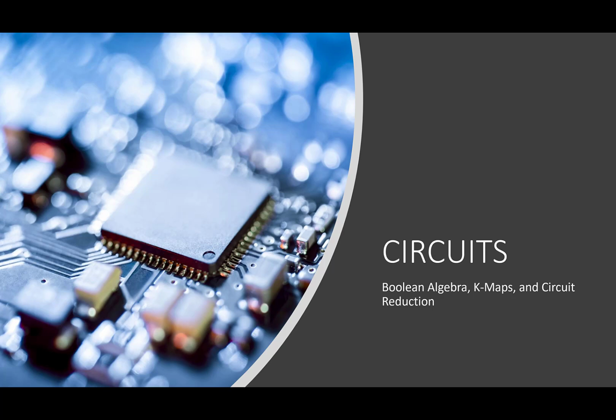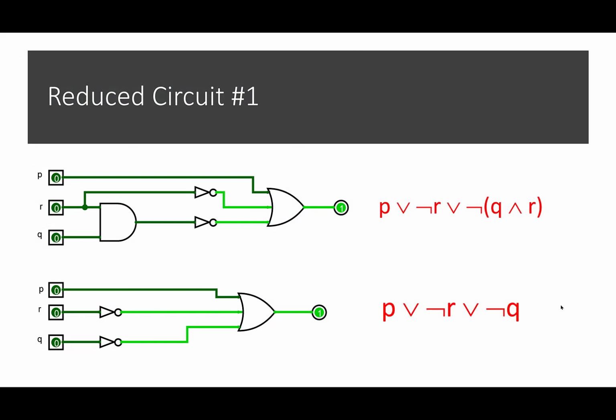But let's just take a little reminder of what we looked at just the other day. We looked at this idea of a circuit. I believe these are the exact circuits we looked at. We start off with the one on the top, and we can see that its output would be P or not R or not Q and R, right? In the other video, I don't believe I actually explained how. We just kind of talked about it, but it can be reduced from this top circuit to this bottom circuit.